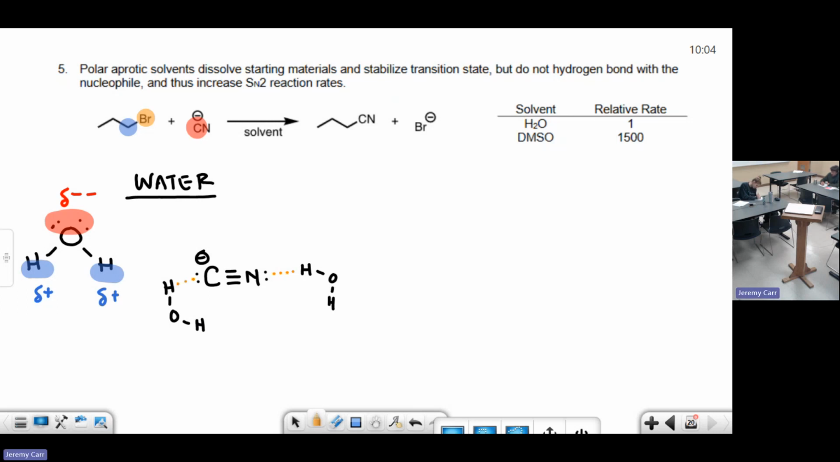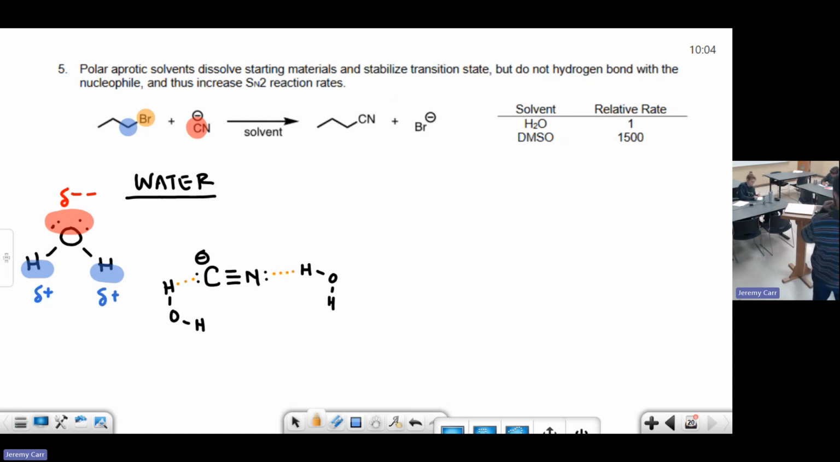Kind of looks something like this. There's lots of water molecules. And by the way, those water molecules are stuck to other water molecules, and those water molecules are stuck to other water molecules, and so on and so forth. And so what you actually have is a cyanide that's really wrapped in a sphere of water around it.